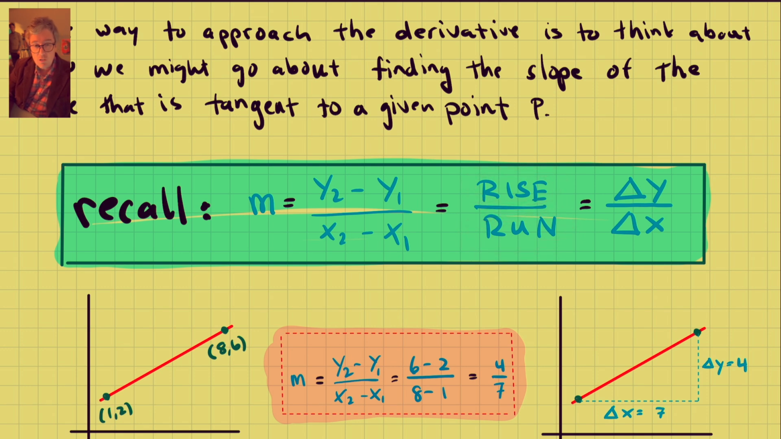And then a notation that we'll use a lot in calculus, that is sometimes introduced in algebra, is the notation of delta y over delta x. And that delta just means change, right? So this is the change in y over the change in x.